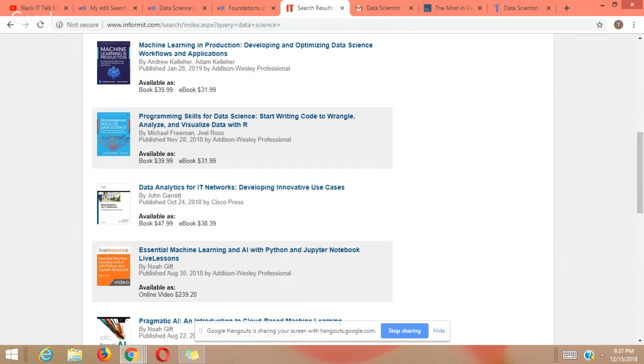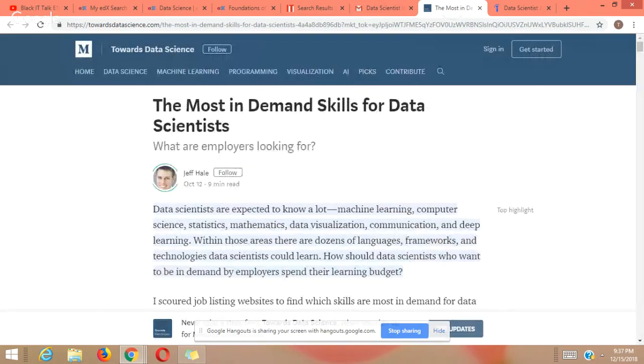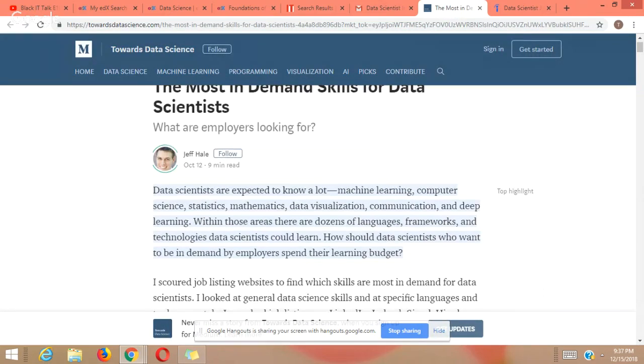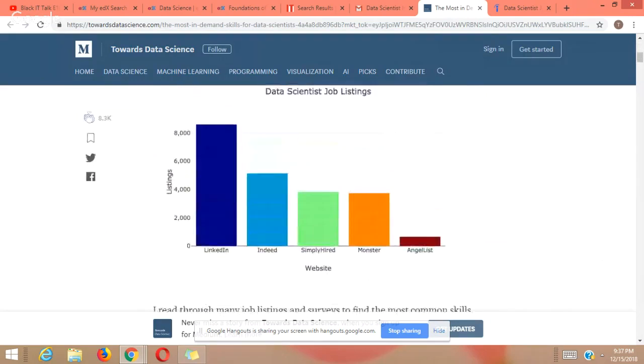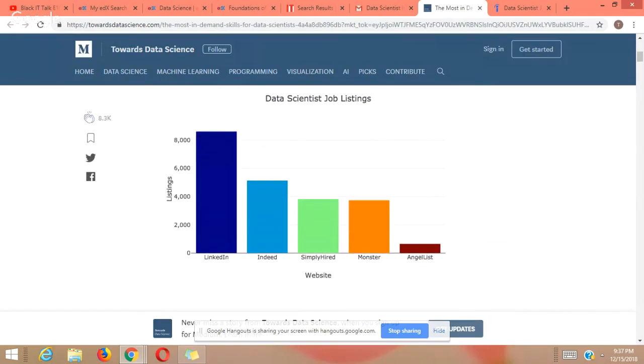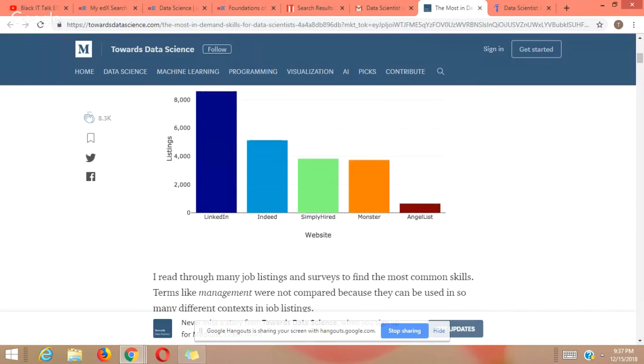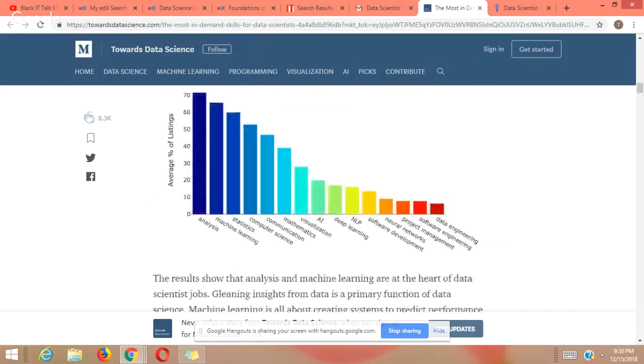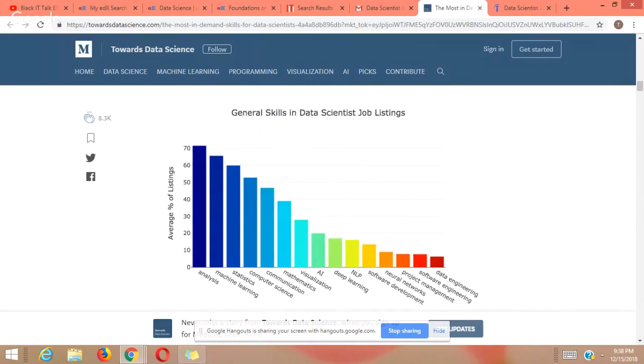Python or R. Let me actually pull up something real quick. The most in-demand skills for data scientists: what are employers looking for? Based on the job listings, LinkedIn has the most listings for data scientists, and then we were looking at Indeed, Simply Hired, Monster, and AngelList. The majority of the skills looked for in data scientists are actually analysis, and then machine learning, then statistics, and then mathematics.